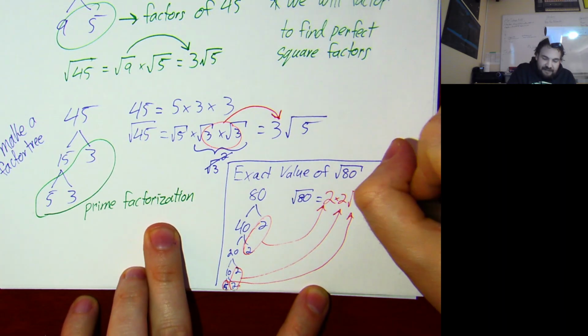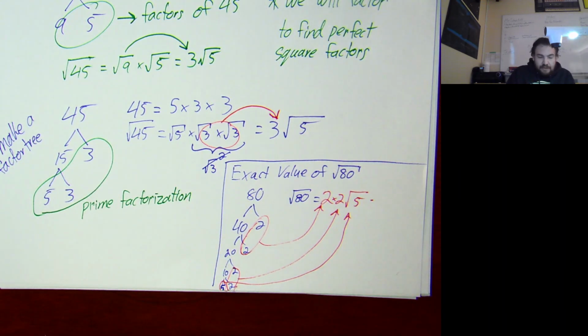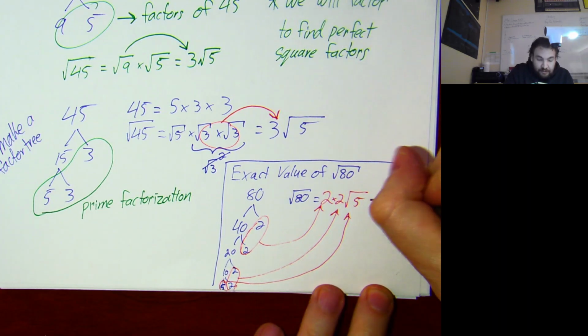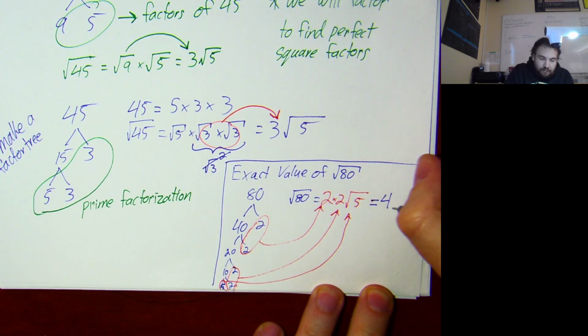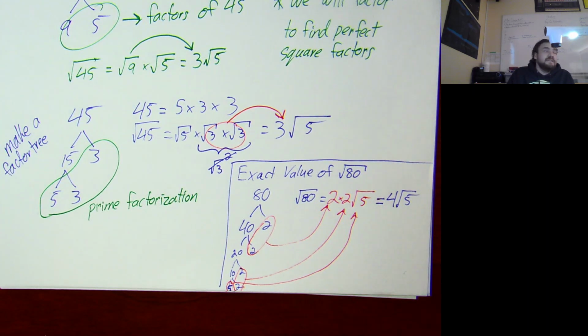And then this thing is going to give me 2 times 2, which is 4 root 5. I had a math teacher in high school who called this thing jailbreaking, because you need a buddy to get out of prison.